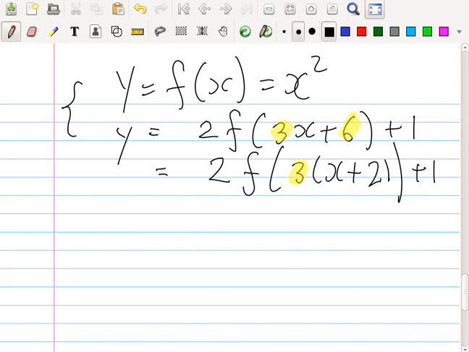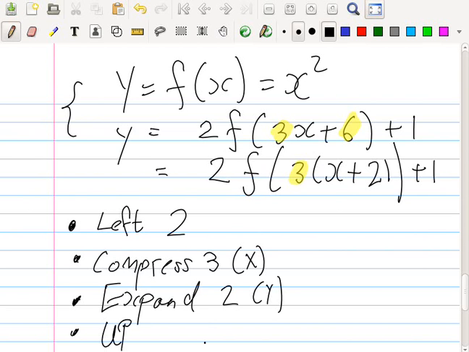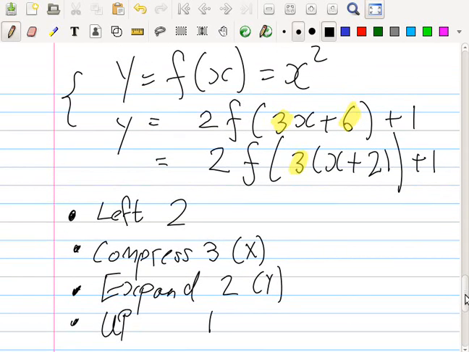Okay, so if we were to write down the change in the graph here, what would happen first? It goes to the left 2 units, and then what's next? Compress 3 units in the x, and then next expand 2 units in the y, and then finally you increase it, so you go up 1 unit. That's it? No, now we need to draw it.